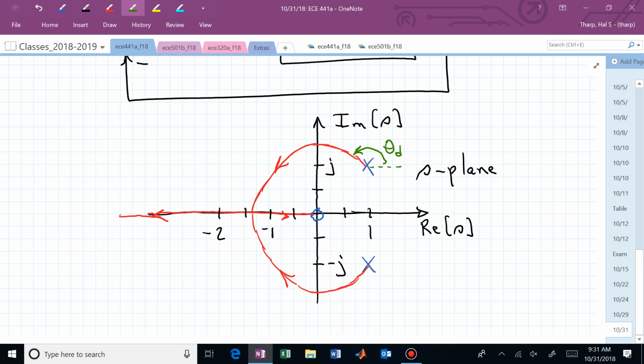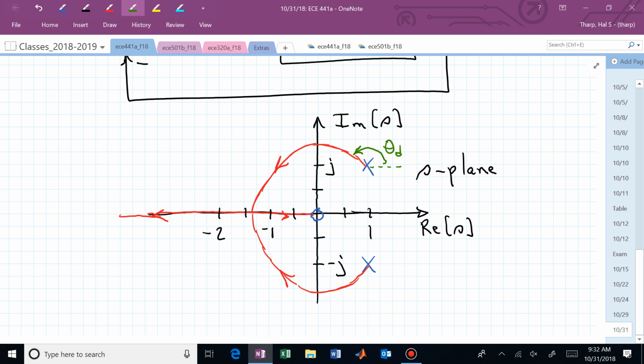When you have complex conjugate poles and zeros, we're asking, what are the angles associated with that? We want to know what's theta sub d. That should be 135 degrees if I had drawn it properly. But we're going to calculate that in rule number 6. We'll figure out how to calculate theta sub d.